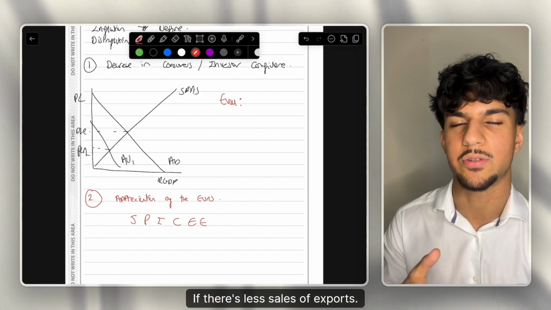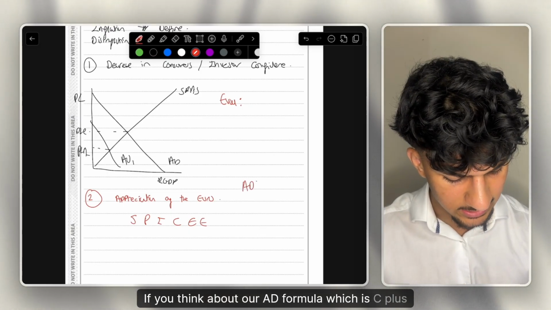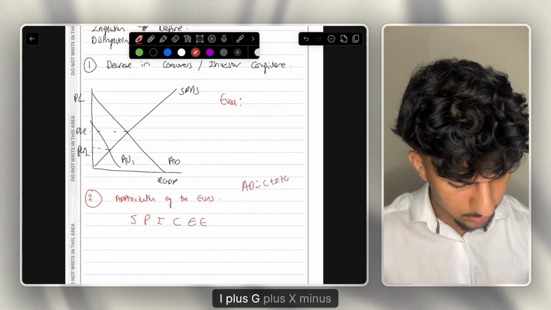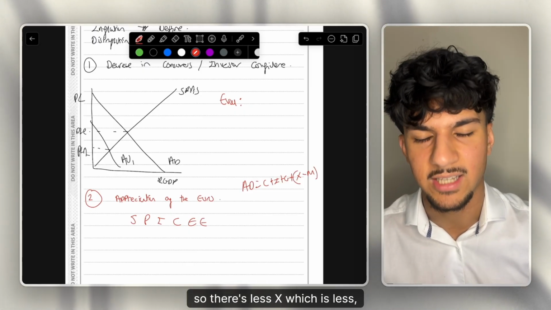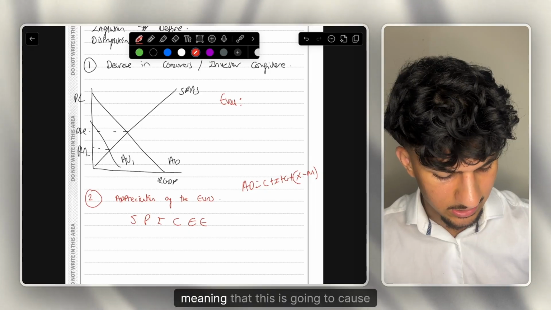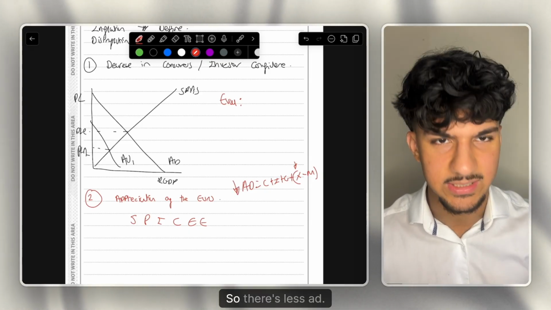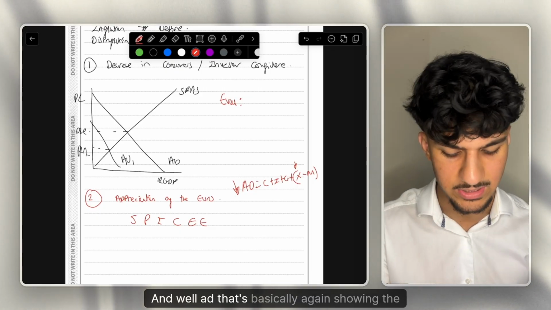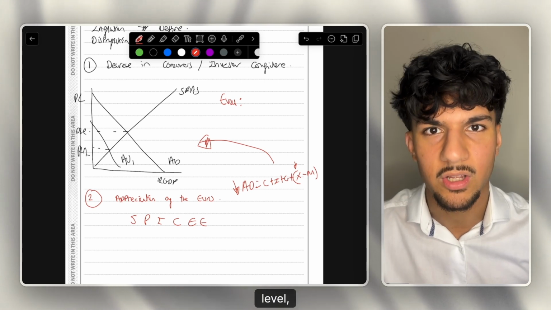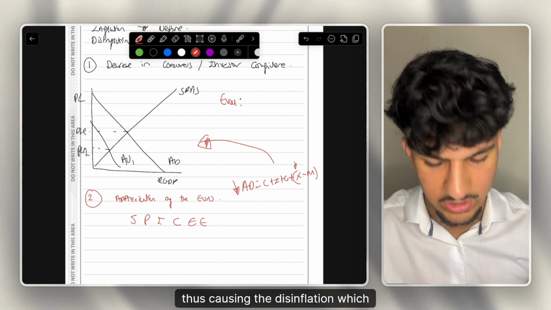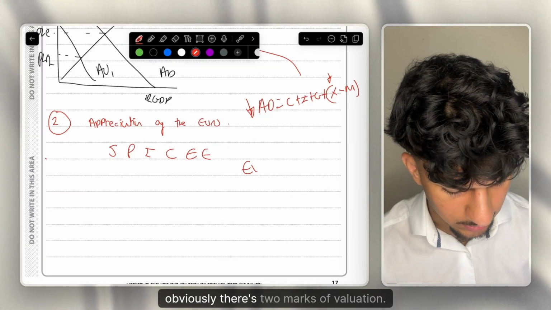If there's less sales of exports, if we're getting less export revenue, if we think about our AD formula, which is C plus I plus G plus X minus M, there's less X, which is exports, meaning that there's less AD. So there's less AD, and that's basically again showing the same thing. AD shifts in, thus leading to a decrease in price level, thus causing the disinflation which is happening in the Eurozone.